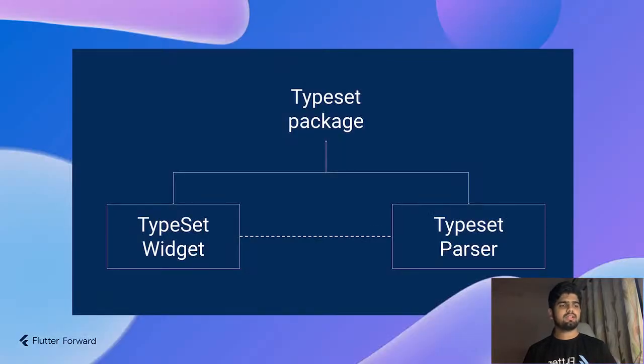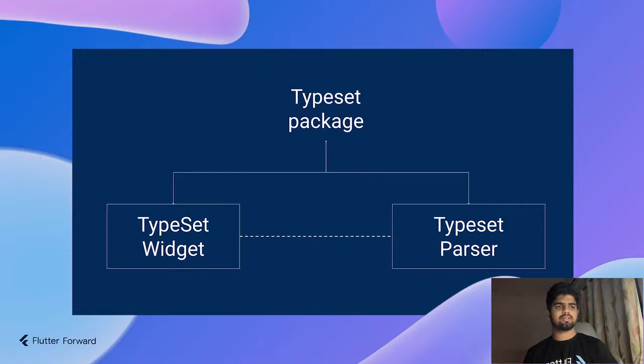Going ahead, this is a high level overview of how the package looks. The TypeSet package actually contains two parts. First is the TypeSet widget, which we expose for the users to use, and second is the logic under the hood behind the TypeSet functions, which is the TypeSet parser. The parser takes in the value, does some processing around it, adds something, removes something like that, and ultimately gives out the styled text.